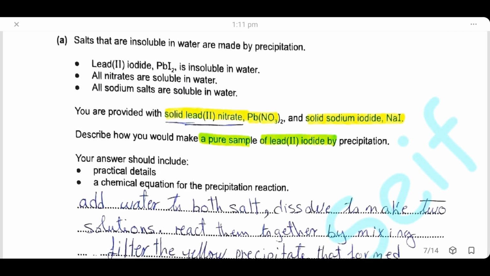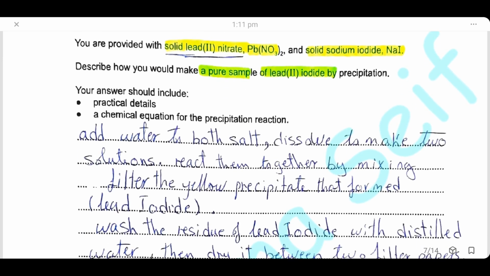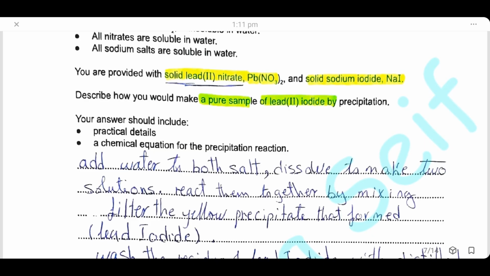You are provided with solid lead nitrate and solid sodium iodide. Describe how you would make a pure sample of lead iodide by precipitation. Your answer should include practical details and chemical equation for the precipitation reaction. Take care that you are provided with solid lead nitrate and solid sodium iodide.